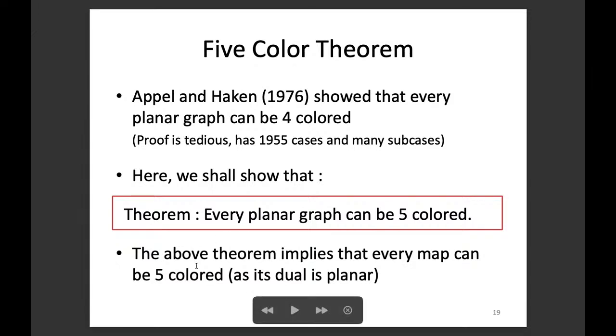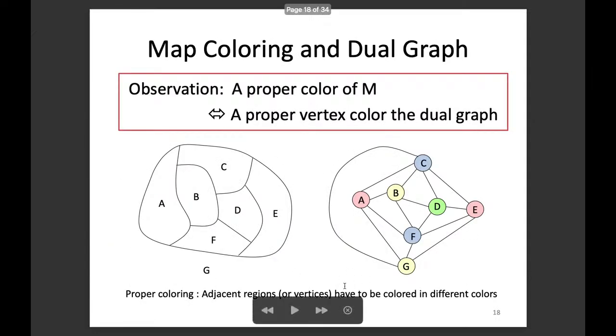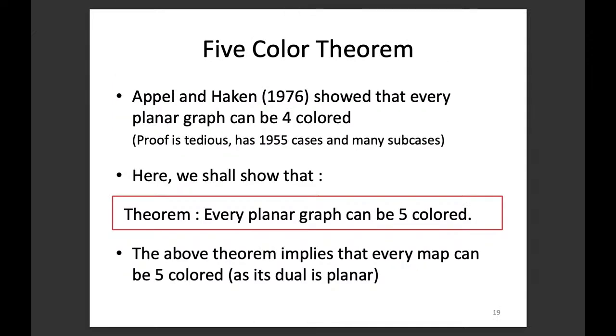So in this sense, it implies that every map can be five colored, because the dual graph is a planar graph, and it can be five colored. So here, what does that mean? A is colored red here. So that means that we are going to color the region A red. B is colored yellow. So it is yellow, blue, green, and something like this. So if we have a coloring of the dual graph, we can color the original map properly using the same corresponding coloring. Okay, so how can we show this?